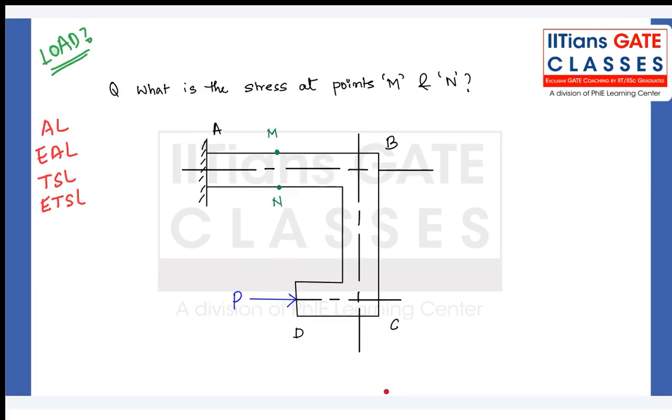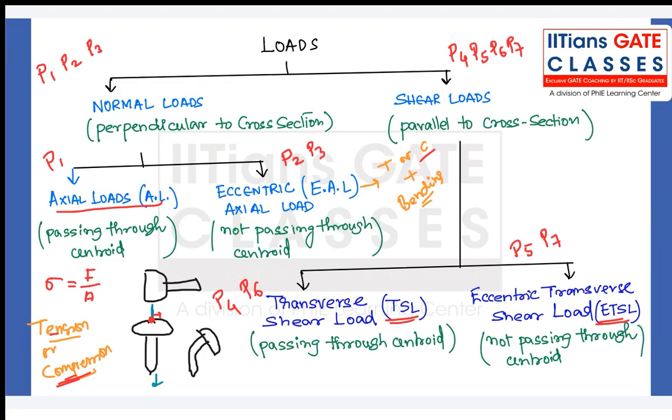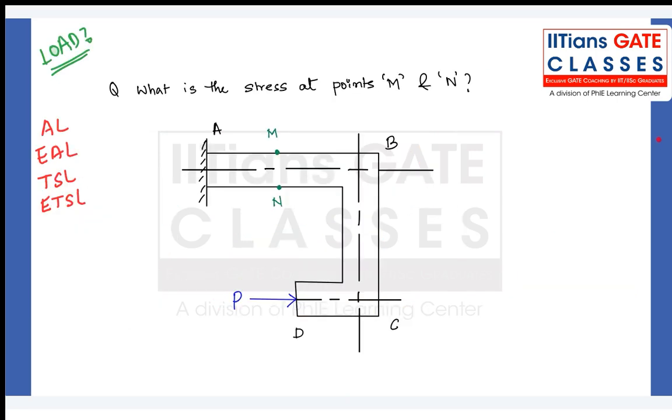Let us go back to our point. It is a normal load, but not passing through the centroid. What is it? It is an eccentric axial load. Getting my point, all of you? So the load P is an eccentric axial load for the member AB.